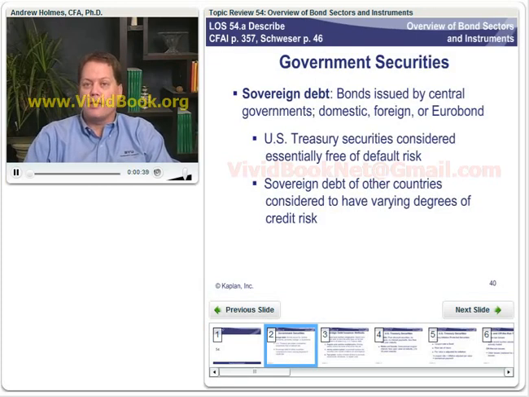Well, the government sector is one of the prime sectors that you can look to for different types of credits. When we talk about sovereign debt, as we said previously, this is debt issued by federal or national governments, and it can be in many currencies, all those types of things. Generally, and we're still going to call it this way because it's what it says in the curriculum, the U.S. Treasury securities are considered to be free of default risk.